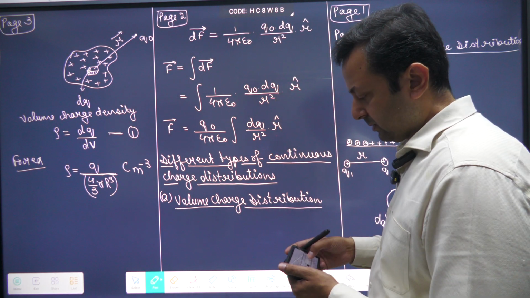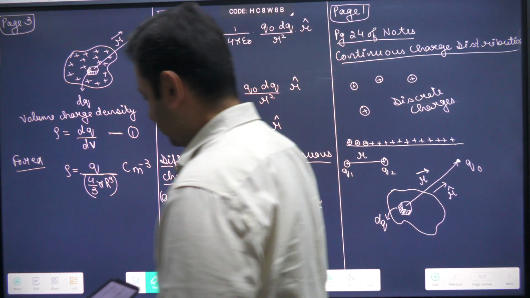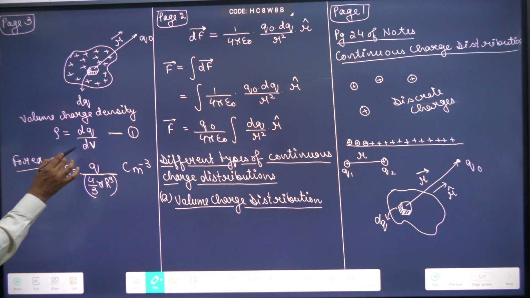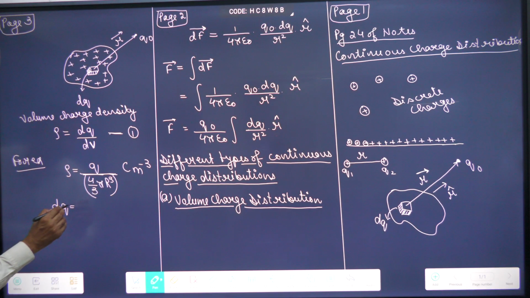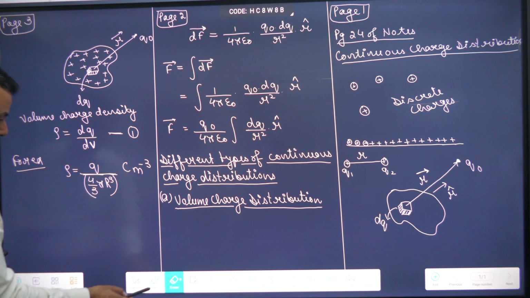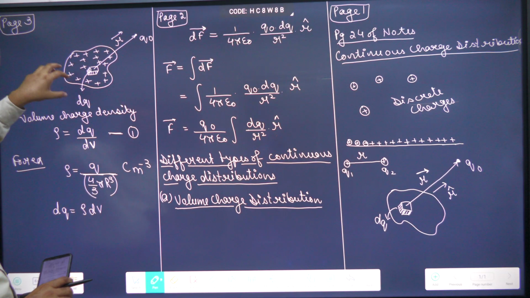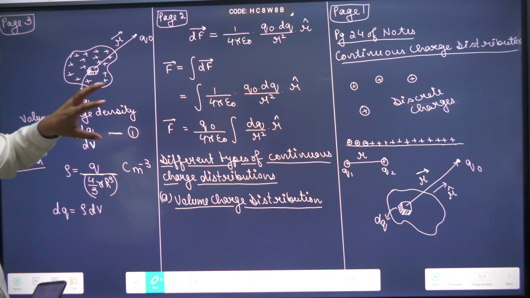Now let's move on to page number 26 of the notes. From equation 1, the charge contained in small volume dV is dq. We have rho is equal to dq upon dV. So dq will be rho into dV. dq is equal to rho dV. So force on Q naught due to entire volume V is, so now we are going to calculate total force.